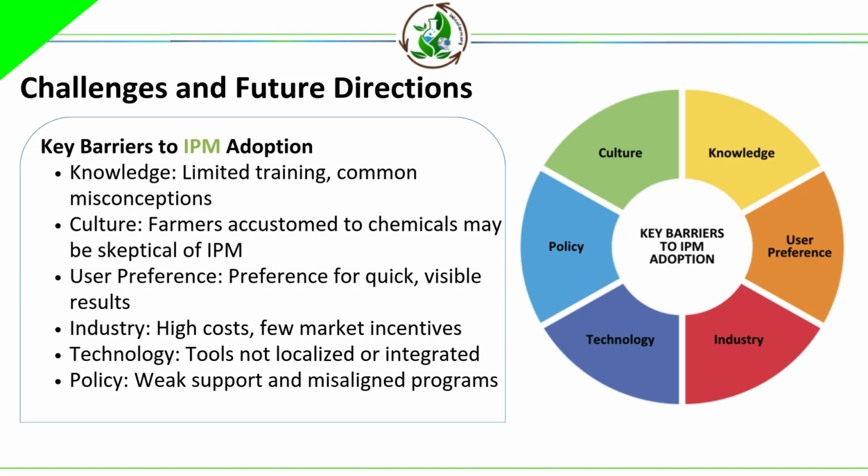Cultural constraints, like older farmers who are used to chemicals, tend to be skeptical about newer, sustainable management strategies, thinking them to be less effective. Weak pesticide regulations and misaligned policy incentives can also play a role. Economic constraints, like the cost of biological controls, and the need for better local tools are other challenges. Overcoming these barriers requires education, strong legislative support, and innovation.